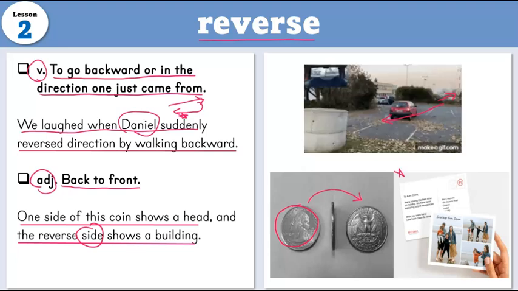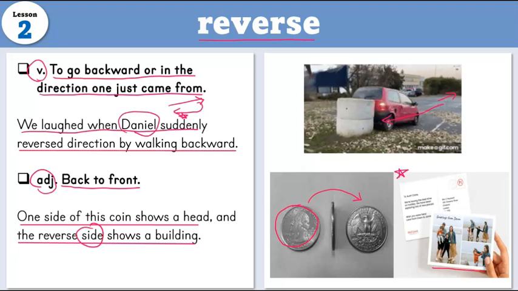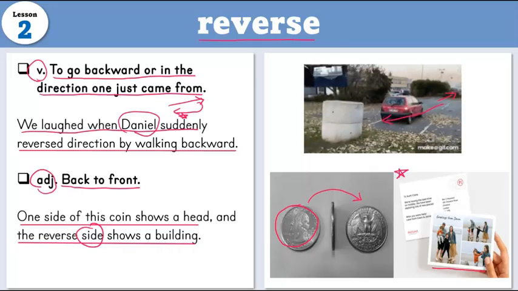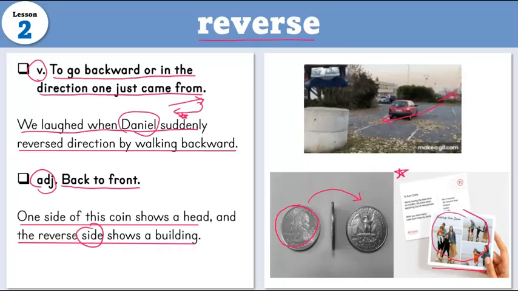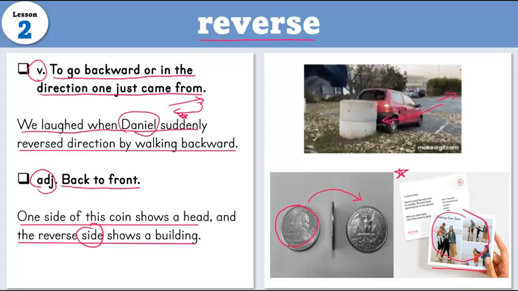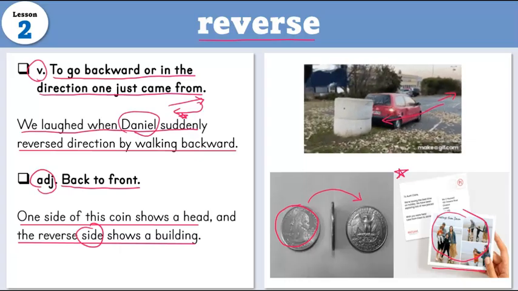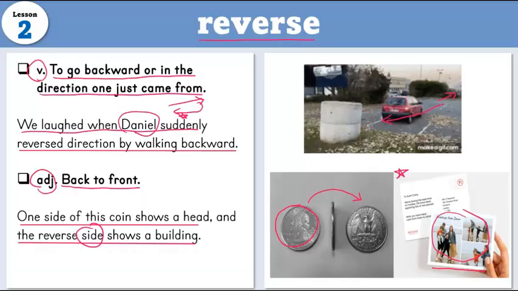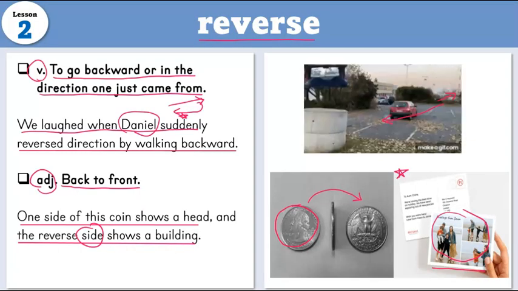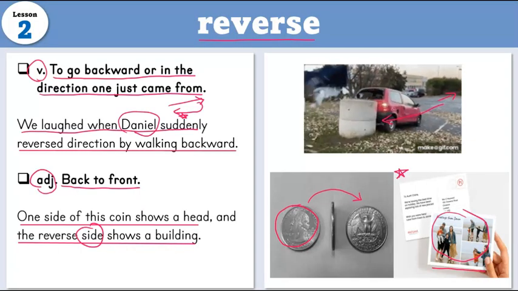Another example would be a postcard like this one here. Usually a postcard will have pictures on one side, and then the reverse side will have a message that you wrote to someone. So that is how we can use this word reverse as an adjective.